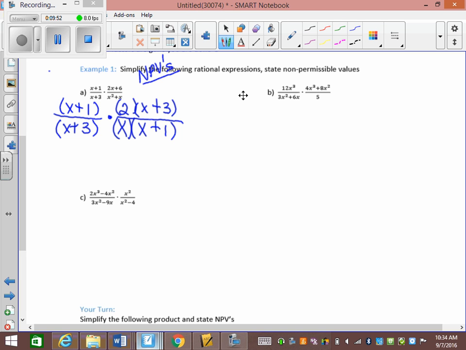Because now we're not working on NPVs, we're working on multiplying and dividing. X can't equal -3 for this one, 0 for that one, negative 1 for this one. Please, if you still don't get non-permissible values, I'm going to get you help. Okay?